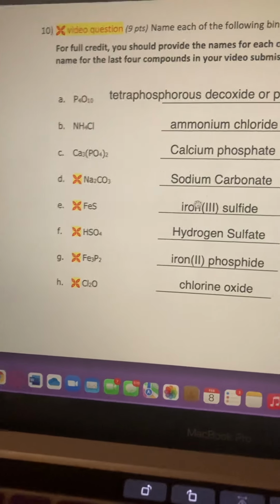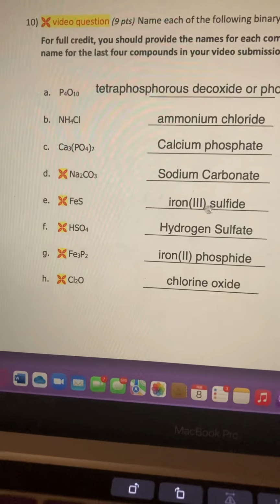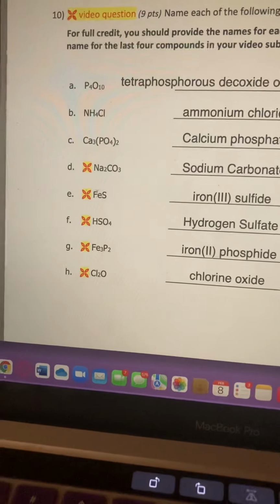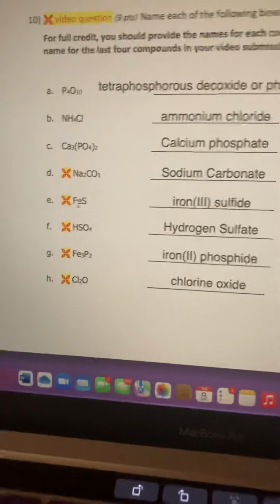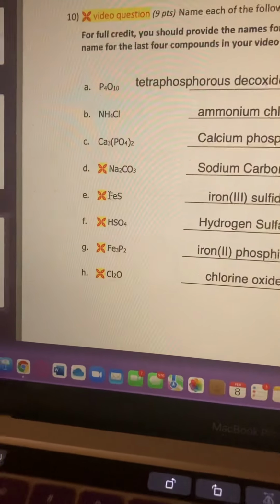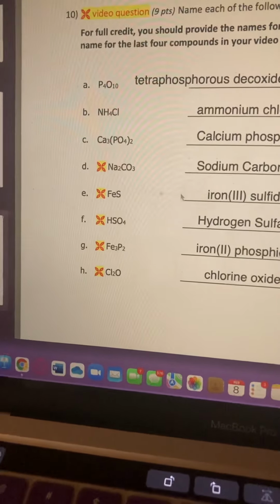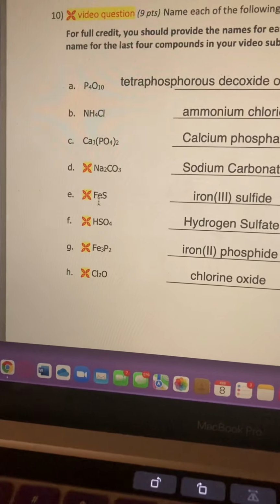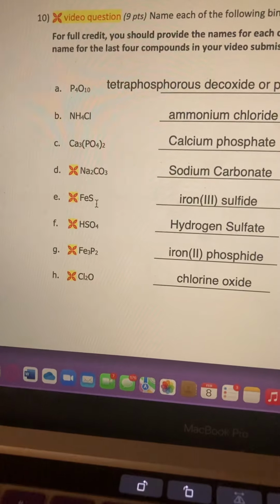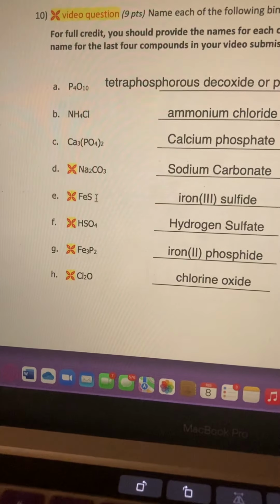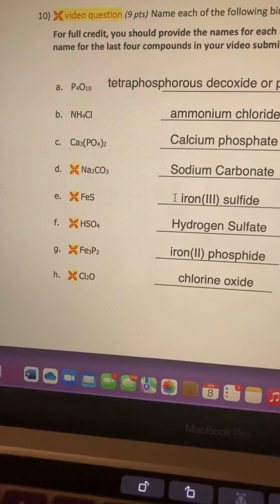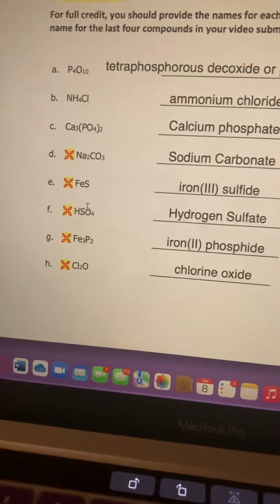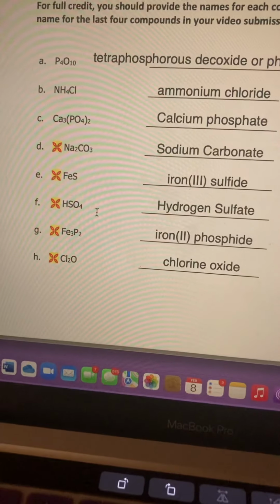FeS, so iron sulfide. You can tell it's 3 because sulfide has a 3 negative charge, and it's just FeS. If it was iron 2, it would be like Fe3S2, but it's not like that. It's just all the way through, meaning iron has a 3 charge. It's already balanced out. So that's cool.